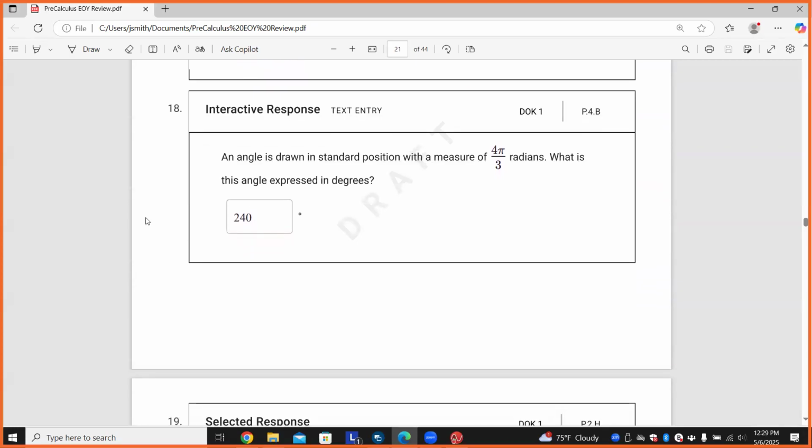An angle in standard position with a measure of 4 pi thirds, what is it expressed in degrees? So this is the same kind of question as last time, but this time it gives us the radians. Yesterday, when we went from degrees to radians, you multiplied by pi over 180. So I told you to take the degree, divide it by 180, and then just add a pi to it. When you're going from radians to degrees, you flip that. You can type that straight into the calculator, and it pops out 240.